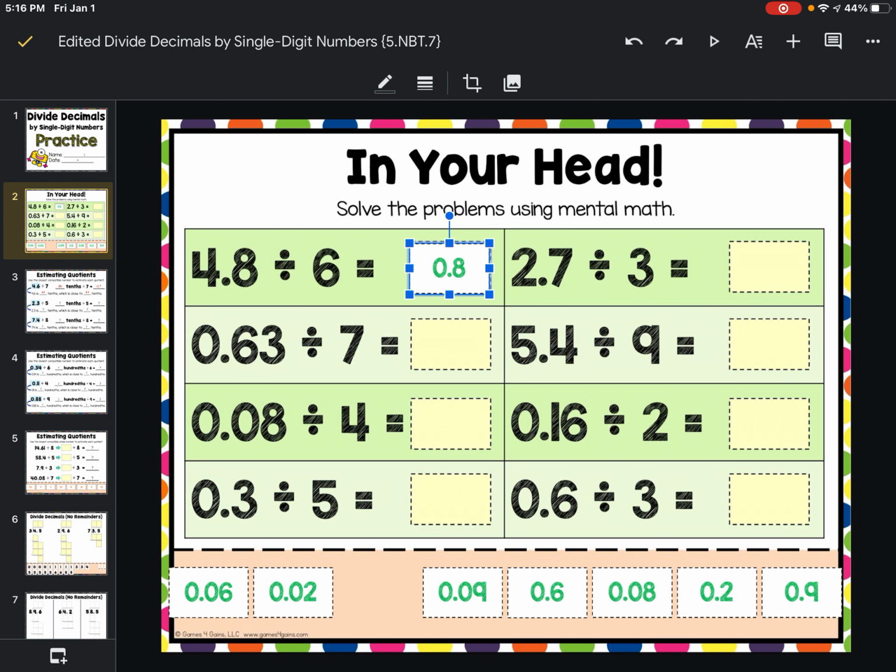All right, so then when we're looking at the next one, it's 63 hundredths divided by 7. I know that 7 times 9 is 63. So I'm looking for an answer with 9, and I have 9 tenths or 9 hundredths. In this case, I have 2 decimal places, so I'm going to go with 9 hundredths. And that's all you're going to be doing for that. You're just going to go through and just kind of use mental math to solve and go from there.